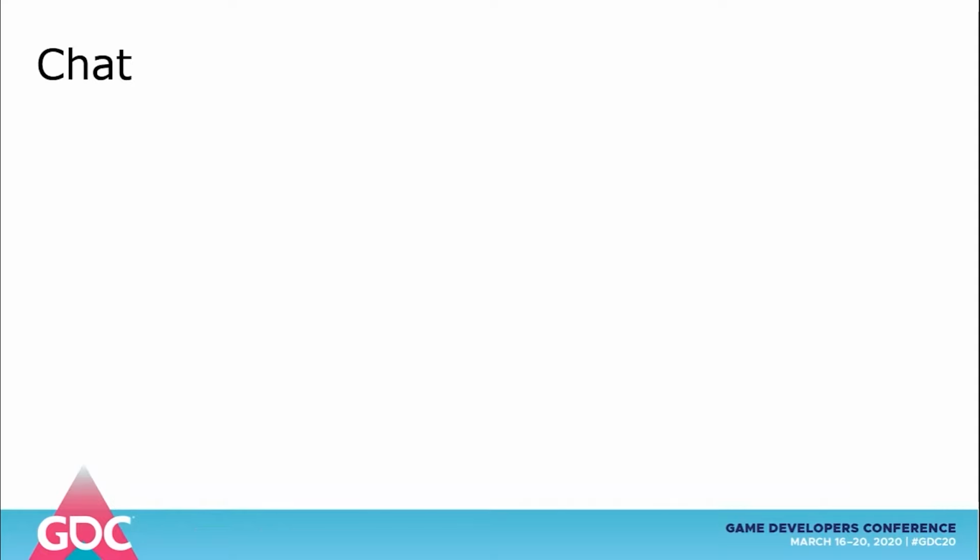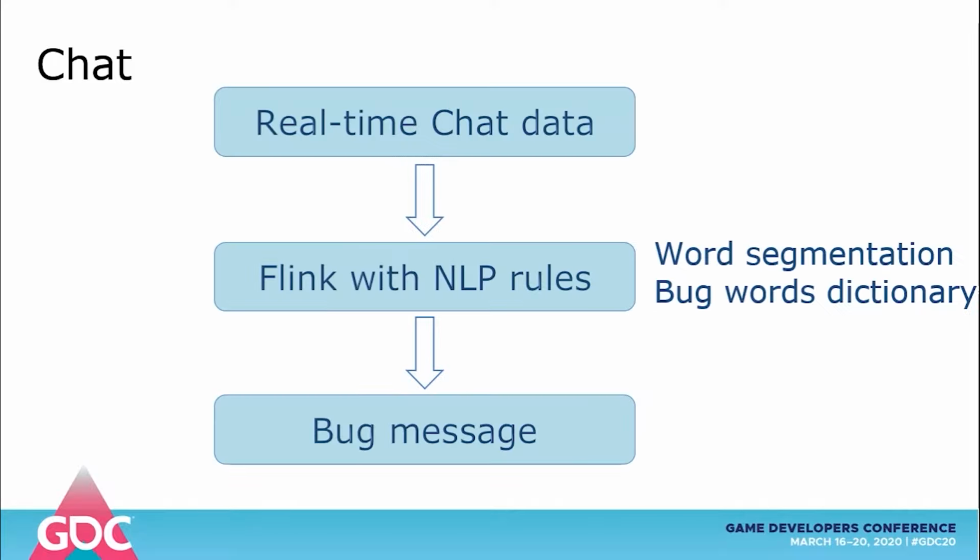Finally, let's look at a more special case. We need to monitor some special keywords in the game. Let's call them bug words here. Firstly, we can monitor the real-time chat data. Then, with the word segmentation techniques and the bug word dictionary we set, we can quickly monitor the bug messages in the game.